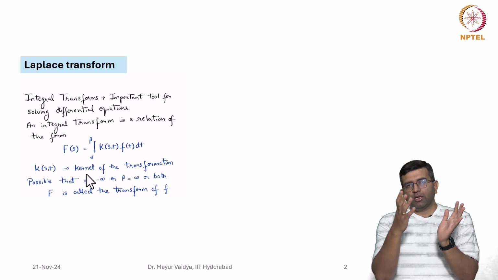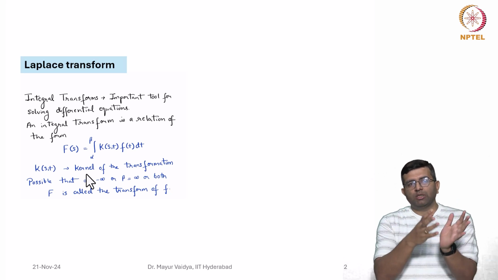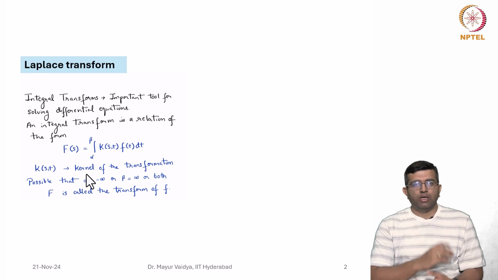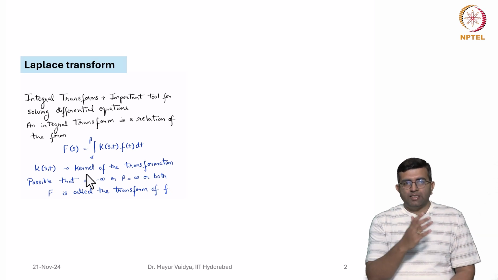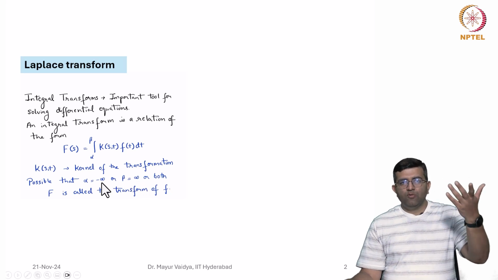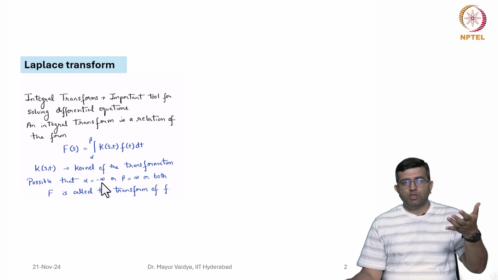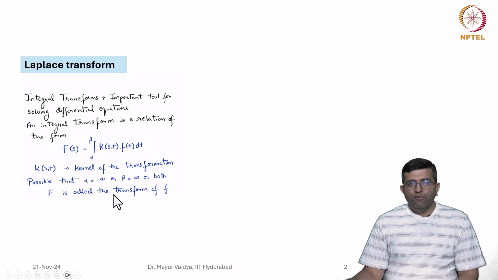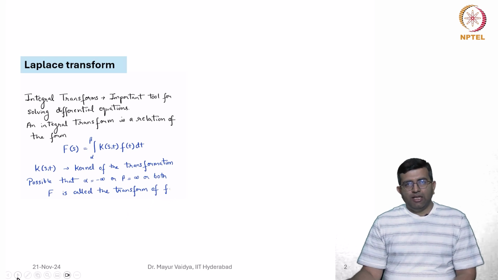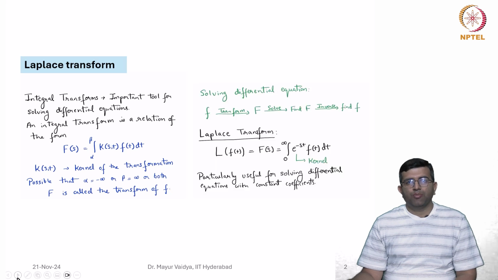If you are looking at the Fourier transform, these values may be different. Now we will see what these values are for the Laplace transform. Alpha and beta can take values like minus infinity, infinity, and so on. The capital F is called the transform of small f. In this course, we will only be talking about the Laplace transform.